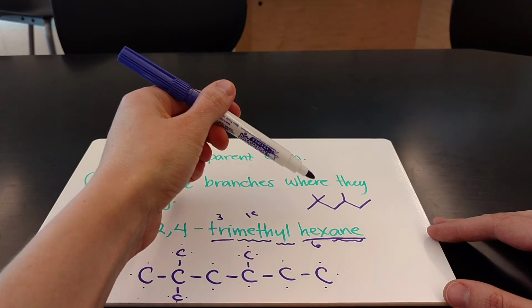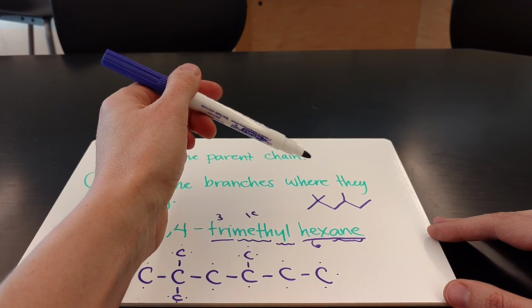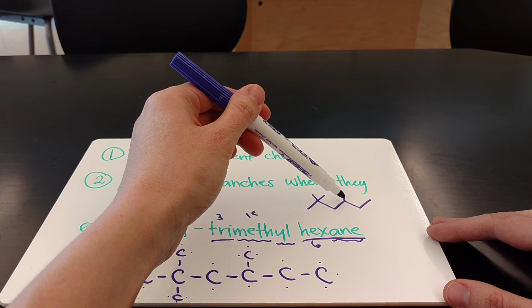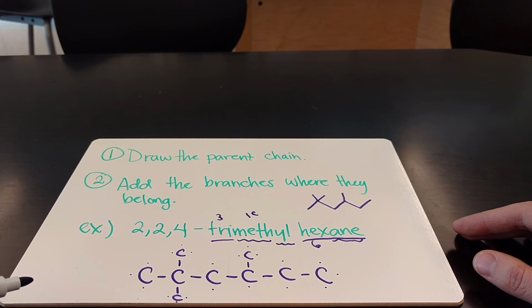Okay, so if you drew one down here, I wouldn't count off for it, but it just isn't thinking about the geometry of the actual molecule. So I've got 2 branches coming off of carbon number 2, 1 branch coming off of carbon number 4, and there's the skeleton structure for this molecule.